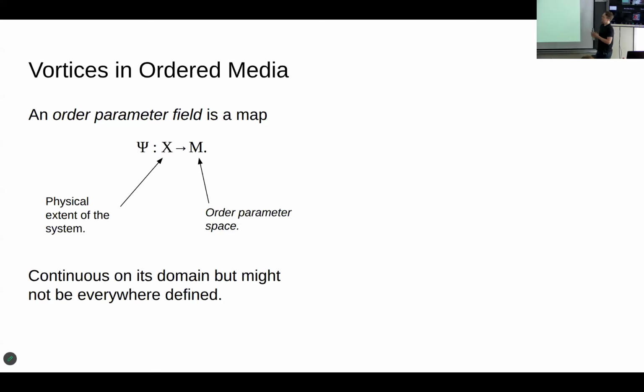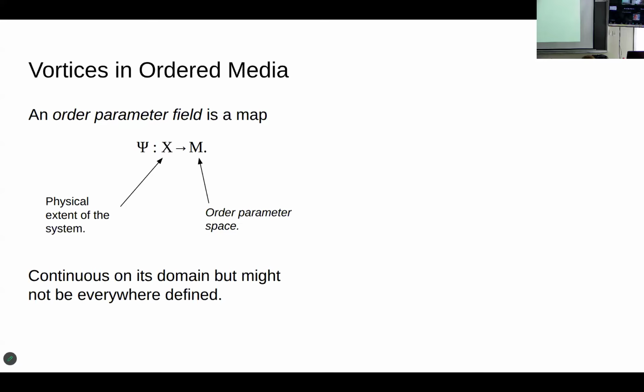And so more formally, the framework I want to work with is the framework of ordered media. Okay, this is starting to look a little bit more mathematical. The order parameter field is a classical field where X here is basically the physical extent of the system. We live in a three-dimensional world, so you might as well take X to be either a subset of real three-dimensional Euclidean space, or maybe you just take the whole thing.